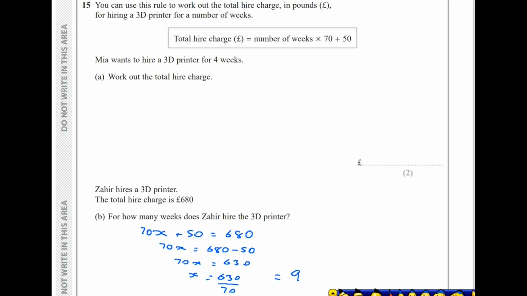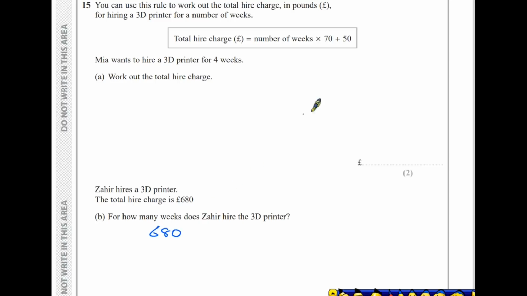There is another way you could look at this. If we have a look at the total charge of £680, we know the £50 is a deposit. So actually we can just take off the deposit, and that leaves us with 630. So 630 is in fact the total hire amount without the deposit. If we divide that by 70, which is the amount per week, again we get 9 weeks.